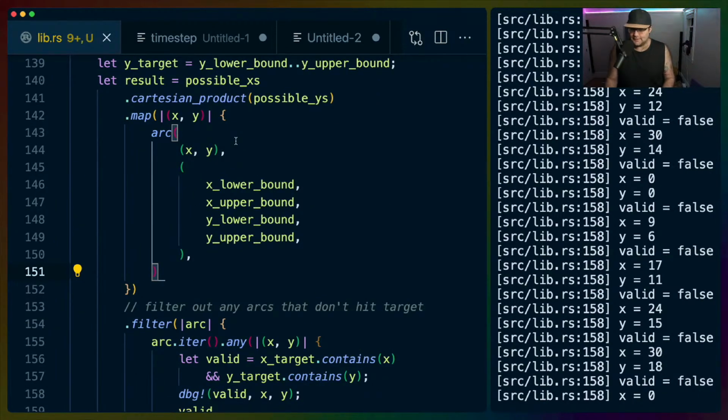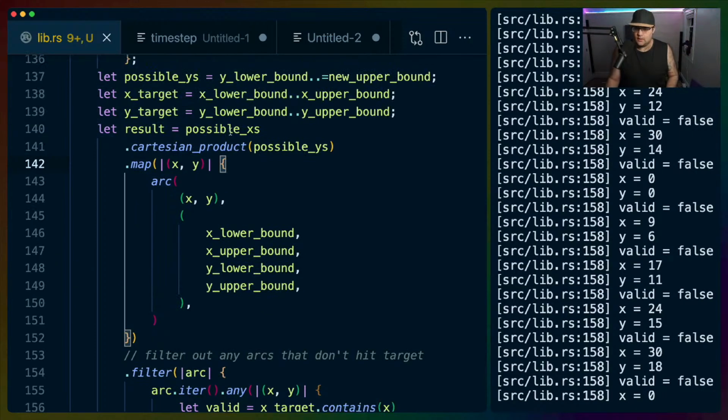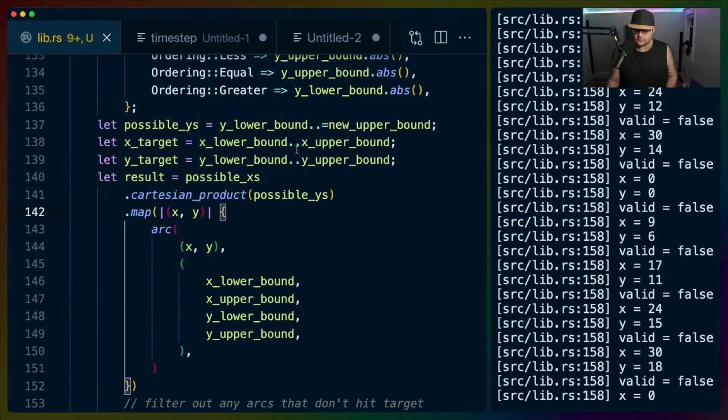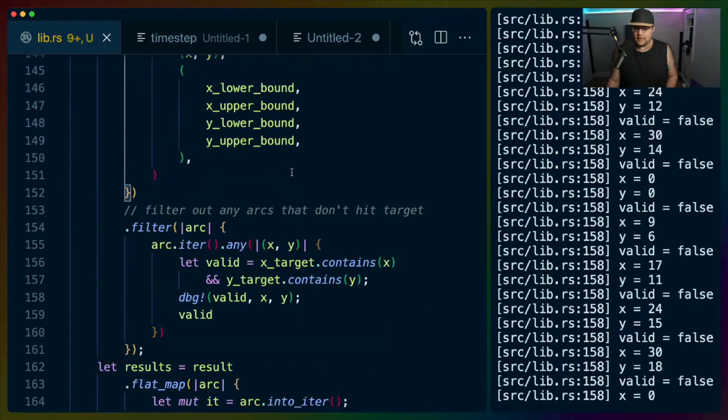Okay. In any case, we are missing the last Y. So I'm wondering if we're cutting it off somehow.